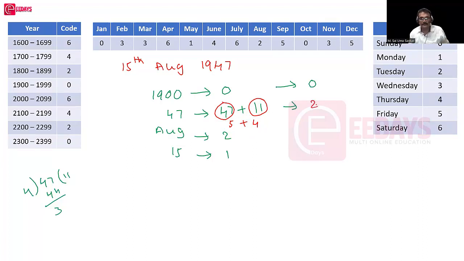This is the one way. What is the other way? 47 plus 11, 58. If you divide this 58 with 7, 8 times 56, remainder is equal to 2. If you add these two numbers, that number should be a little bit more, a little bit high compared to the division.